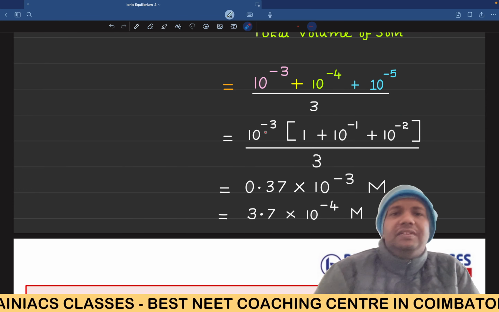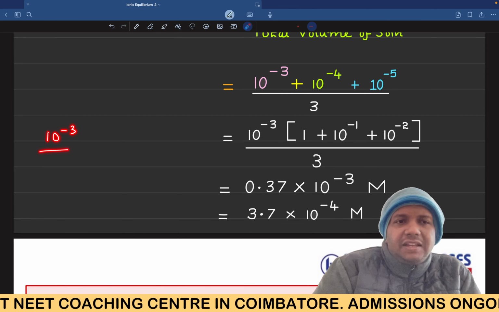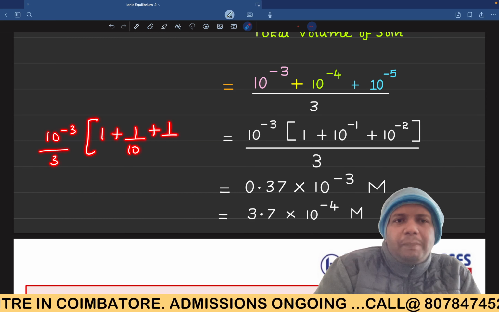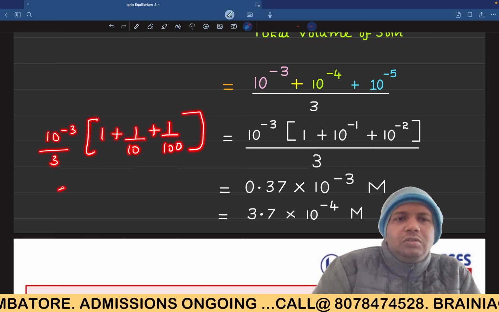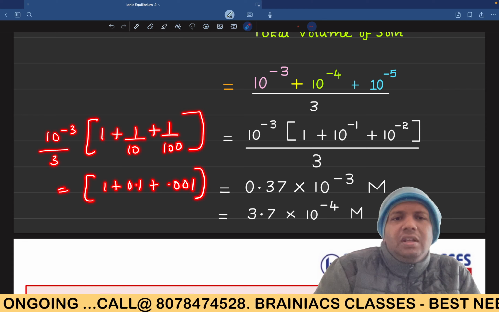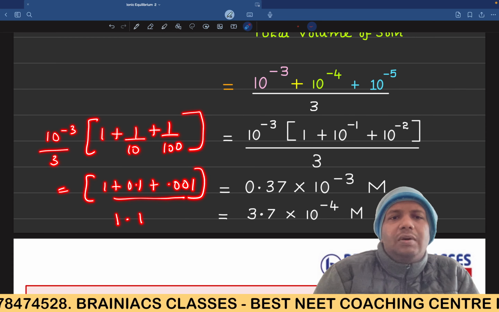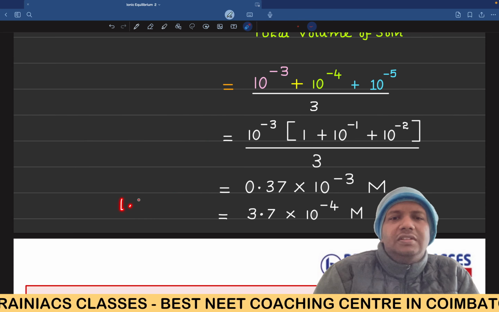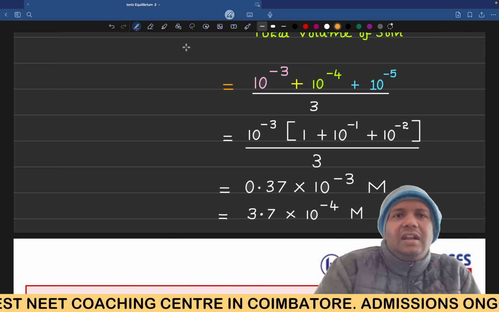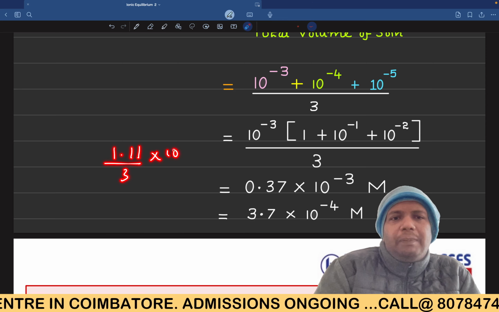So how will you calculate this? Many students have a doubt in this one. So we do it like this, 10 power minus 3 by 3. This can be written as 1 plus 1 by 10 plus 1 by 100. Correct? So this can be written as 1 plus 0.1 plus 0.01. Now tell me, sir, what does this mean? This is nothing but 1.11. So you will get 1.11 by 3 into 10 power minus 3.